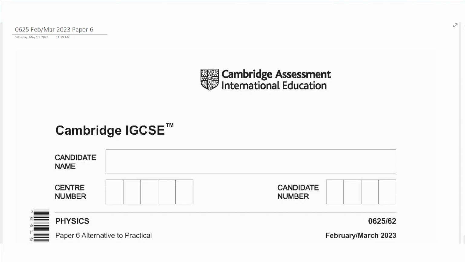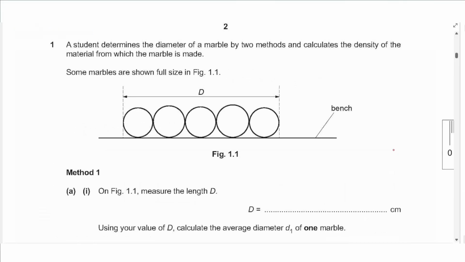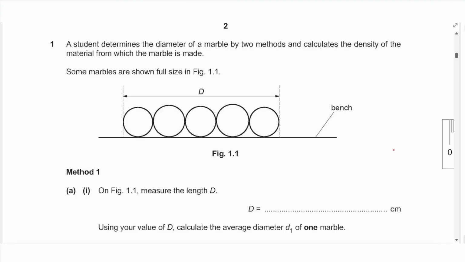In this video I will be solving the February-March exam for paper 6 in Physics IGCSE. The first question in this exam says a student determines the diameter of a marble by two methods and calculates the density of the material from which the marble is made. Some marbles are shown full size in figure 1.1.